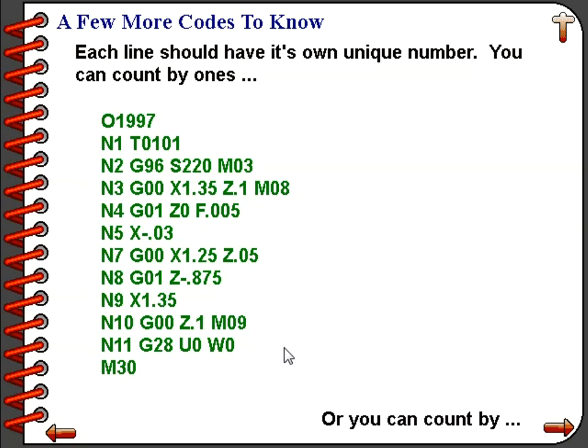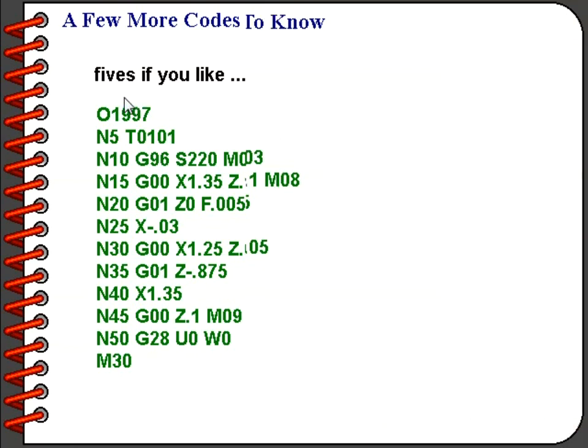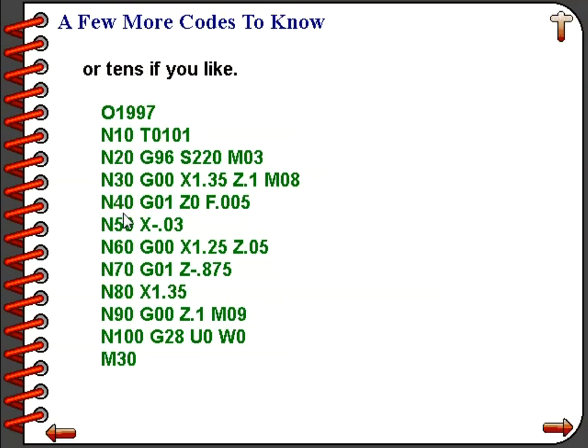When selecting line numbers, you can count by ones, or if you go on to the next page, you could count by fives. Or, going on to the next page, you can count by tens. It really doesn't matter which numbering sequence you use. Those numbers are there only for reference. The control does not execute them in order or anything like that. They are strictly there for the purpose of helping a user to read the program and for organization.